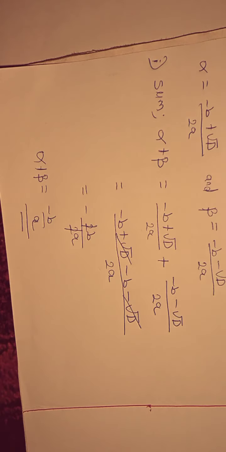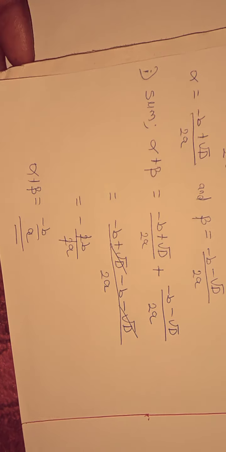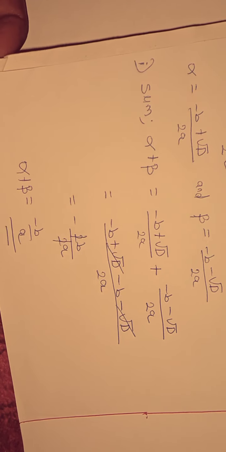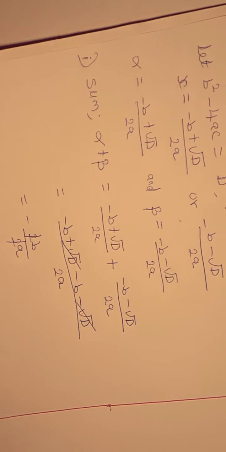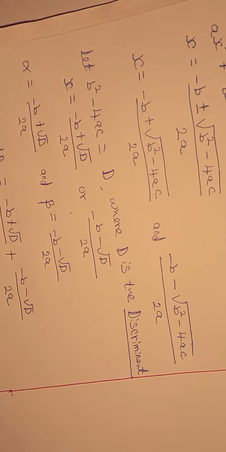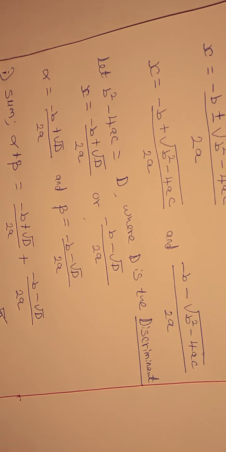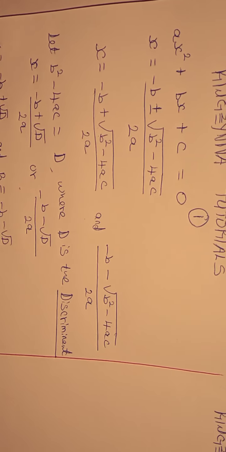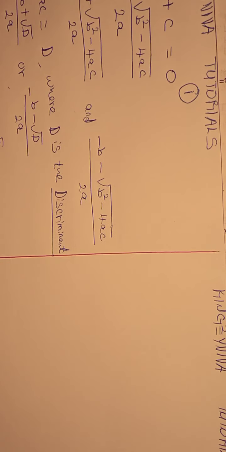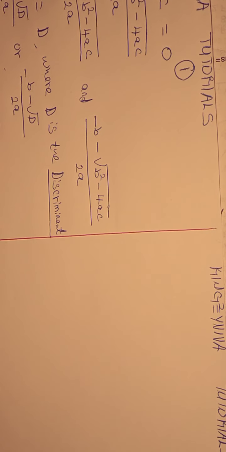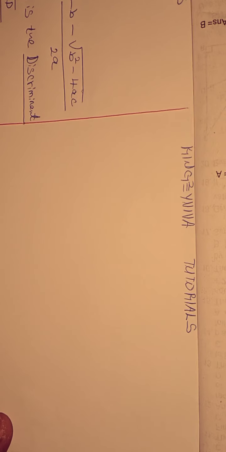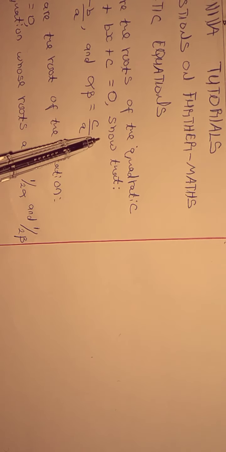To prove the next one now, which is alpha beta, that's alpha times beta, that's the roots product. So that's the next thing to prove now, that it is equal to c over a. That alpha beta is equal to c over a.